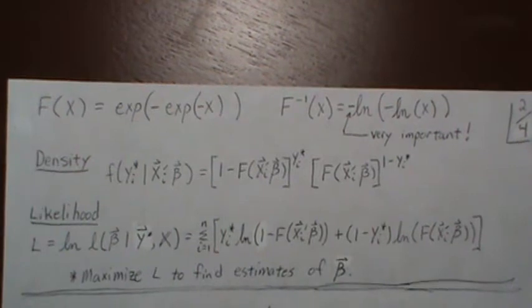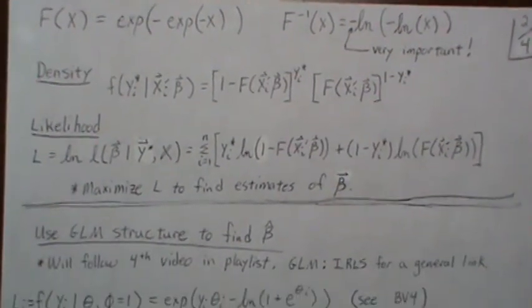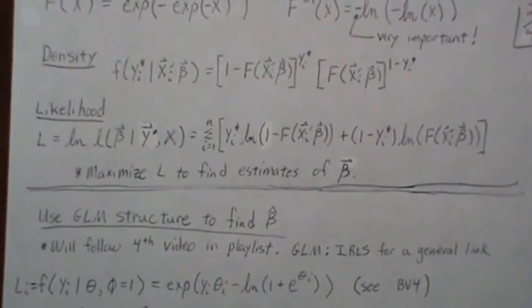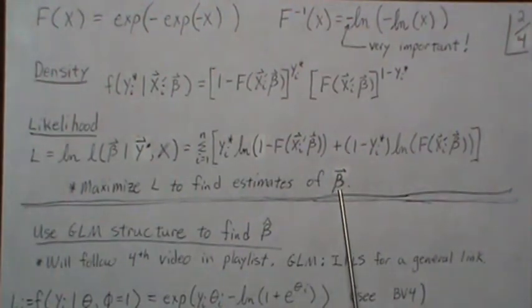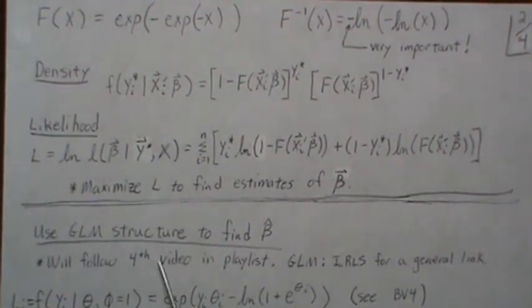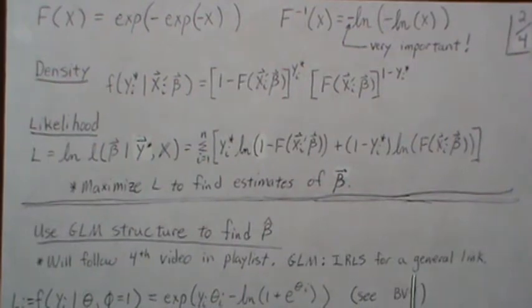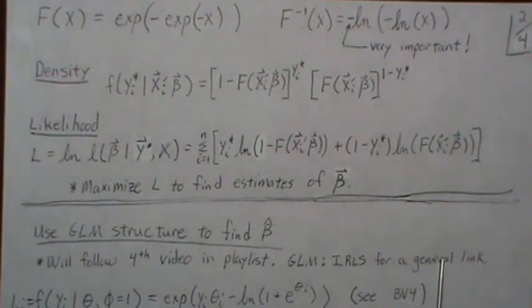But 50 years ago, when generalized linear models were discovered, I think it brings a much more robust approach to solve for these betas. And that's what we're going to use. And we're going to follow the fourth video in my playlist. It's called Generalized Linear Models, Iteratively Reweighted Least Squares for a General Link. And I would refer to that if you haven't watched it, because we're going to follow it exactly.